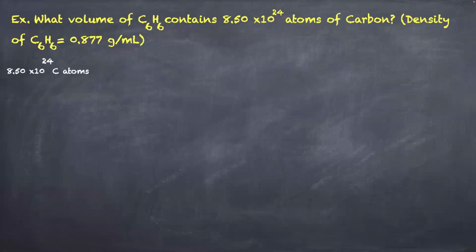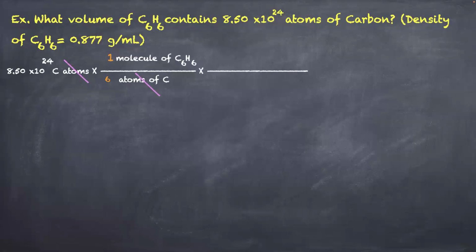So we start from 8.50 times 10 to the 24 carbon atoms. Next step is to find the number of molecules from the atoms. So we know for every one molecule, there's 6 atoms of carbon. Carbon atoms cancel out. Then is to go from molecules to moles. So molecules has to go at the bottom, mole has to go at the top. Using Avogadro's number, we find the number of moles. These two can cancel out right now.